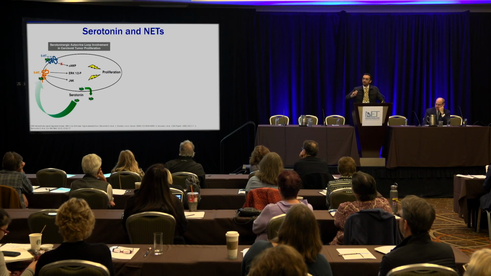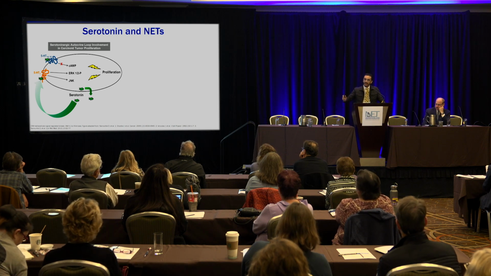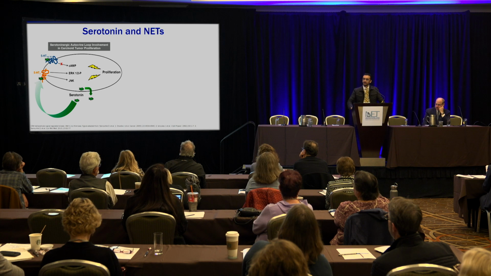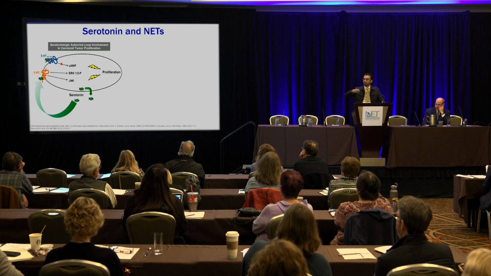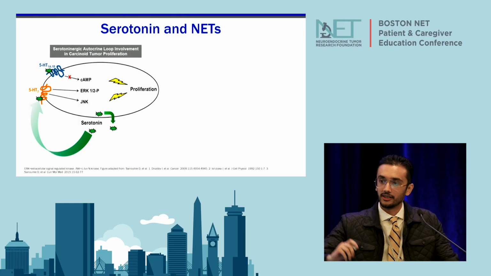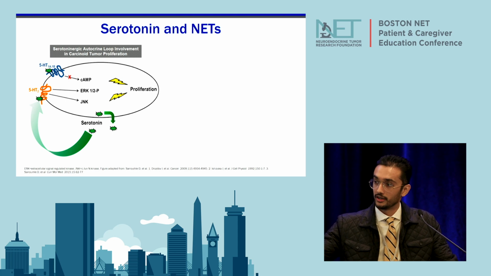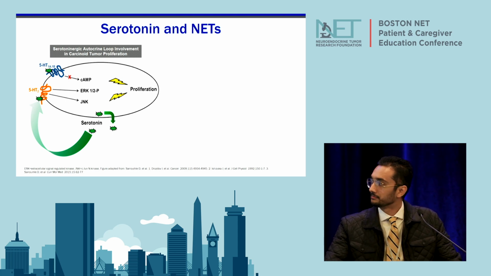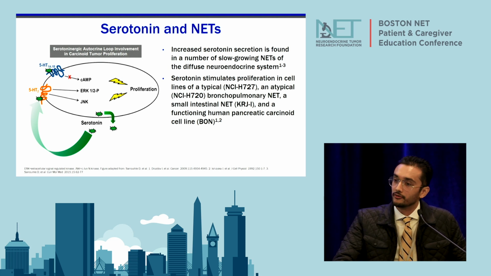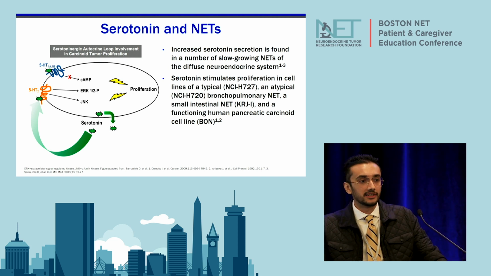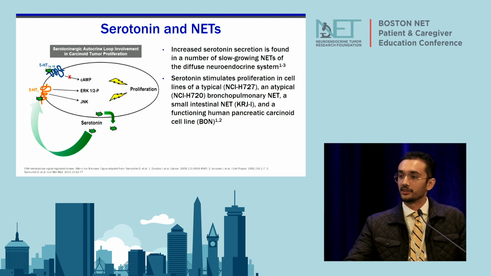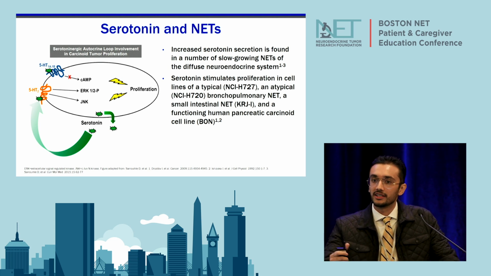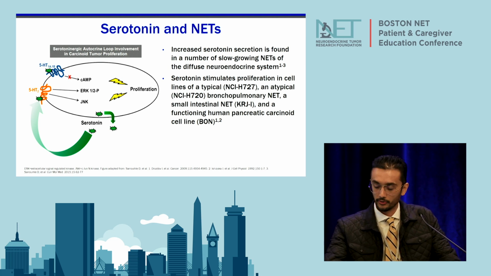Neuroendocrine tumors not only make serotonin, but this serotonin acts as an autocrine loop, which means it stimulates neuroendocrine tumors to make more serotonin. So it is a vicious cycle, and it encourages the neuroendocrine tumor to grow more and more and secrete more and more of this hormone. And we also know from preclinical data and studies that when we add serotonin into neuroendocrine tumor cells in culture plates in labs, it increases the growth of cells. So we know that it also promotes neuroendocrine tumor growth.